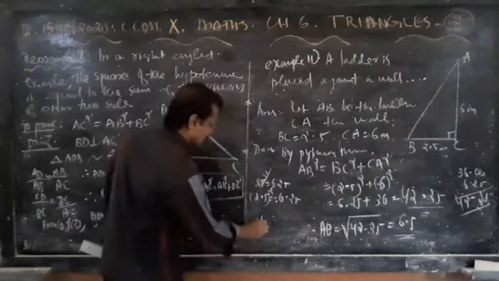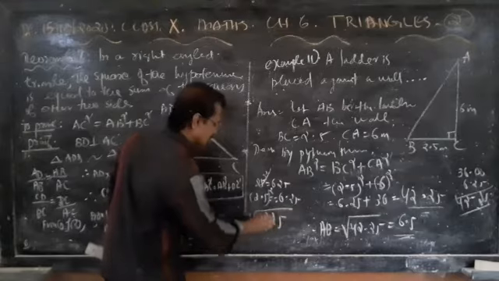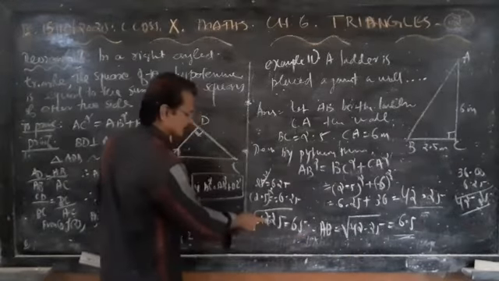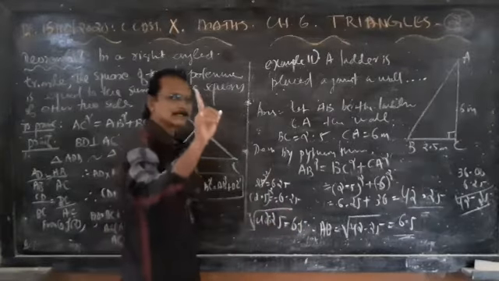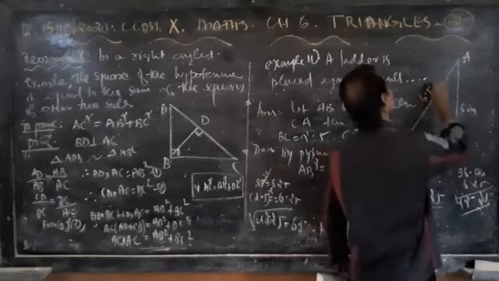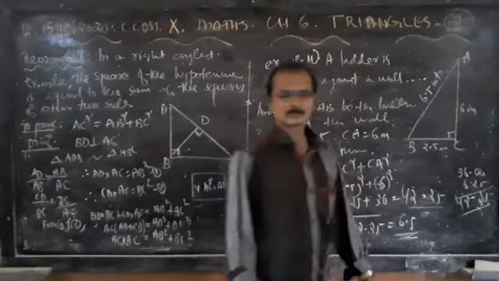How will the root of 42.25 come? You know the root of 4225 is 65. So here there are two decimal places, so in the square root there will be one decimal place, equal to 6.5. So the length of the ladder equals 6.5 meters.